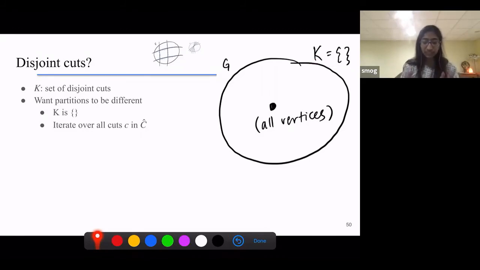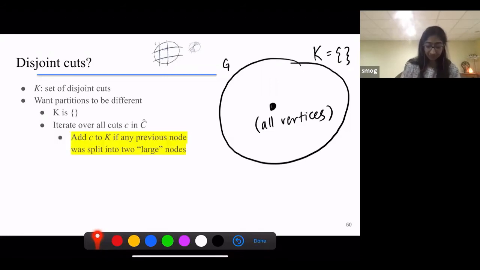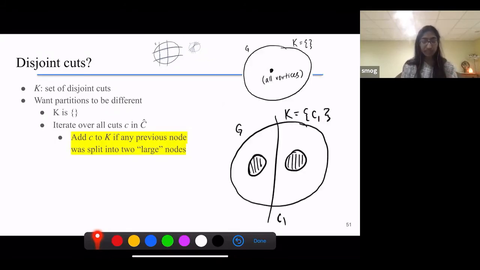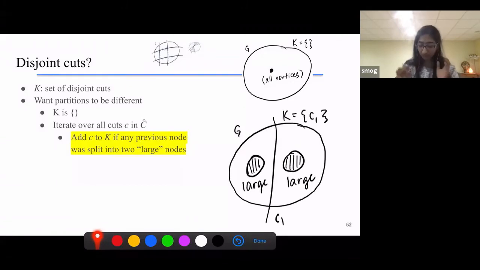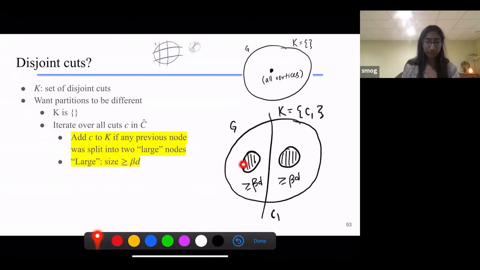Okay, and then as we keep adding cuts to K, or as we test each cut, we're going to see if it splits any previous node into two quote-unquote large nodes. And this large thing is how we're making the partitions different. So what exactly do I mean? Say we were trying to add some cut C sub 1 into K, and it splits our previous supernode, the supernode of all vertices, into two supernodes. We want to see, are both of these supernodes large? If they are, then we'll add the cut to K. What exactly do I mean by large? If the number of vertices in the supernode is greater than some amount, we're going to call it large.